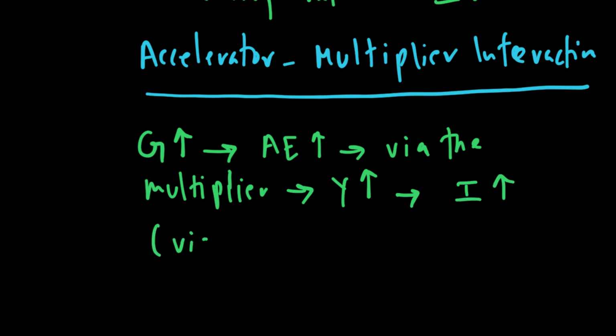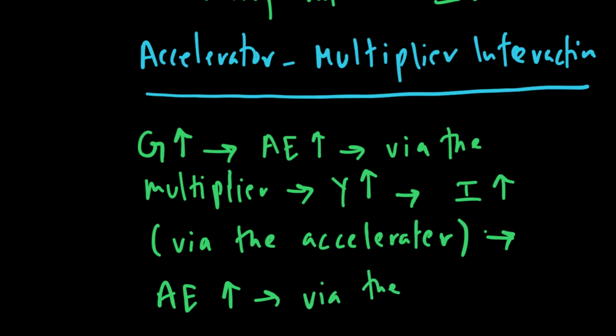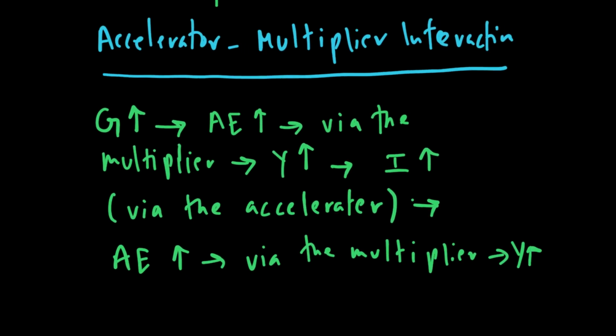Why? Because this is what we call via the accelerator. Accelerator theory says that if the GDP rises at an increasing rate, and let's say GDP does rise at an increasing rate, then investment will go up. And if investment goes up, then automatically, because AE goes up and I goes up, via the multiplier, you will see Y go up. So there's a chain reaction that can happen because of one single rise in AE. So G goes up, AE goes up, which through the multiplier made my GDP go up, which would mean if the GDP is rising at an increasing rate, you can see the accelerator kick in, which can cause investment to go up again, and therefore AE goes up again, and therefore GDP goes up. This process is what we call the accelerator multiplier interaction.